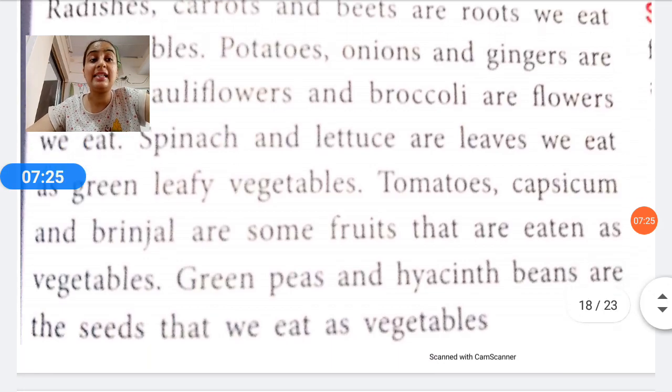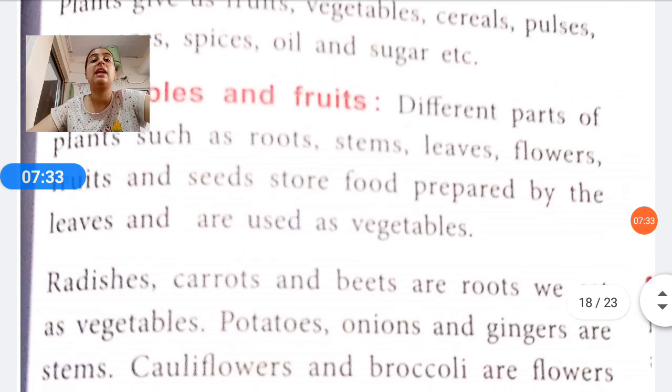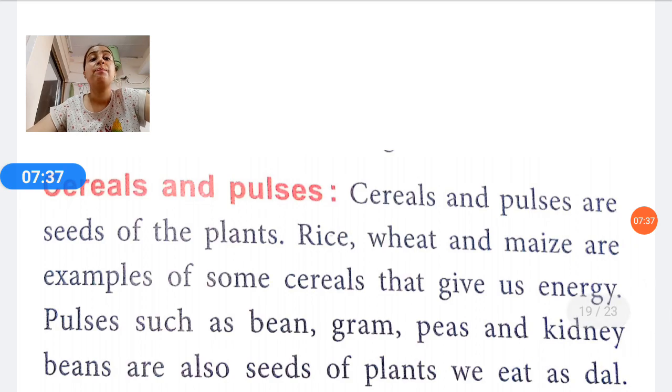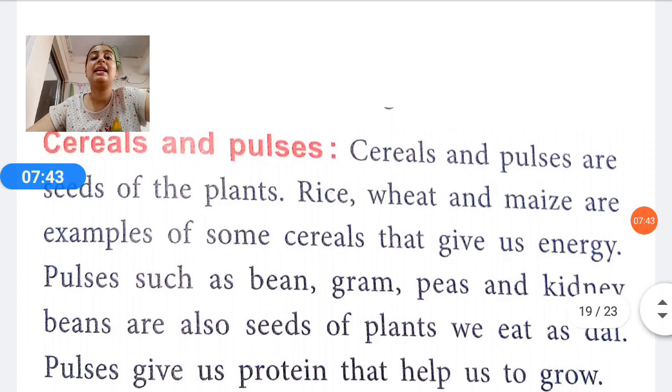Green peas and hyacinth beans are the seeds that we also eat as vegetables. So these are the important products that we get from plants. Now cereals and pulses. Cereals and pulses are the seeds of the plants. Rice, wheat and maize are examples of cereals that give energy. Wheat and maize are carbohydrates.